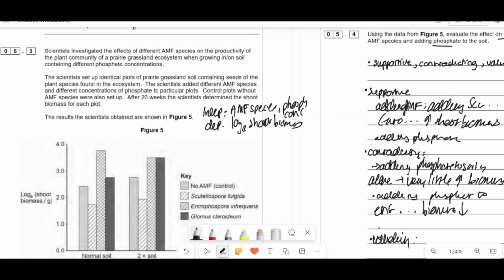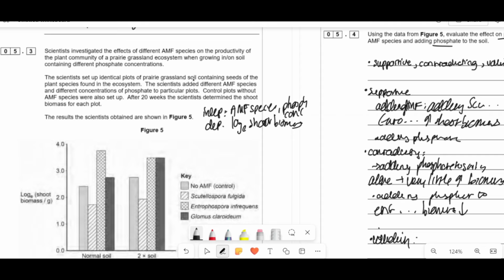So they got the productivity of the plant and community of grass, prairie land, ecosystem growing in a soil for phosphate concentrations. They set up identical plots of this containing seeds of the plant. They added different AMF species, different concentrations of phosphate. So already it's looking pretty well controlled and nice. So not really helpful there. I can't really talk shit on that.